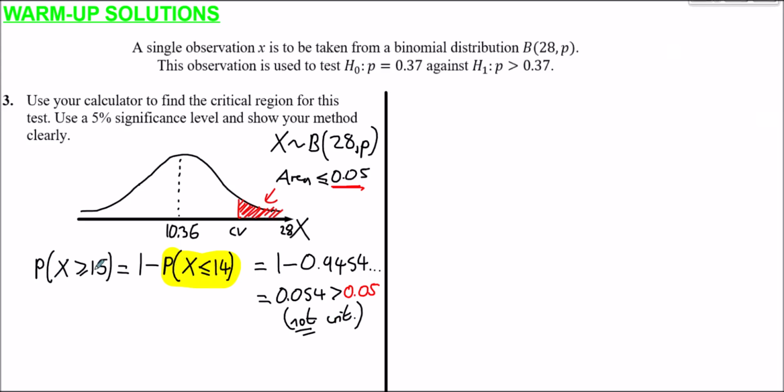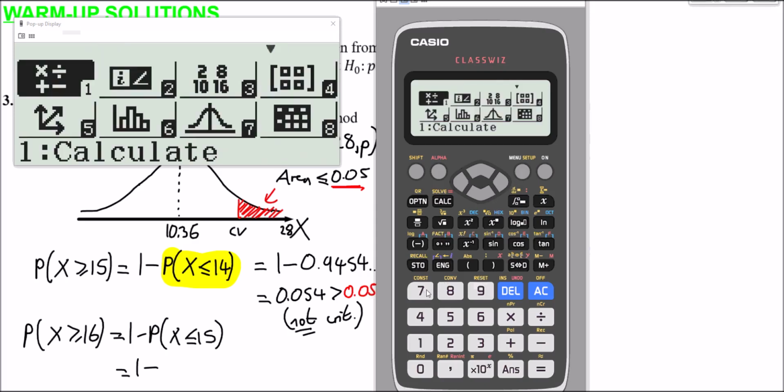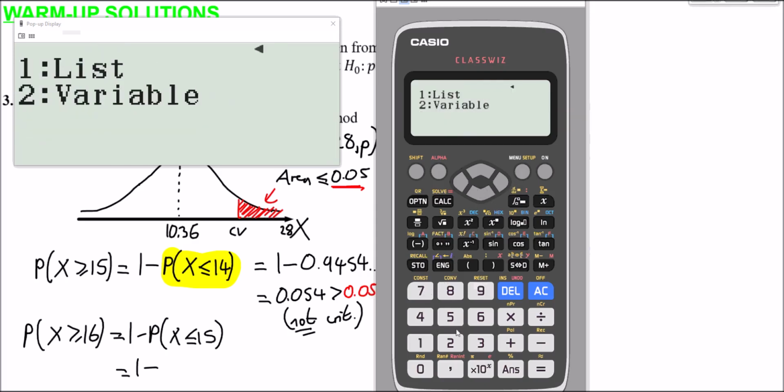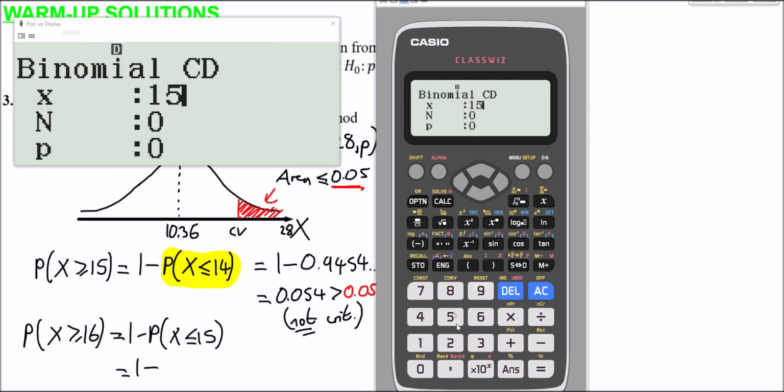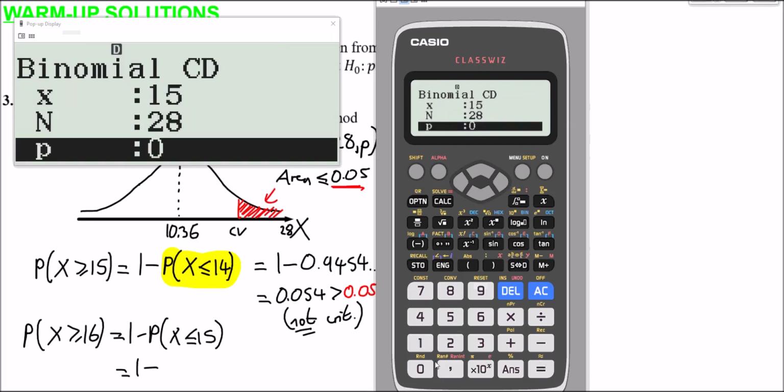Because this isn't critical yet, we go 1 higher. So we can sense, or should be able to sense with practice, that 16 is going to be the critical value. But show this working to the examiner as evidence that you know what you're doing. So probability of the observed value being 16 or greater, same idea, 1 minus p, x being 15 or under. So 1 minus, and then this time, go back to menu 7, CD variable. This time I was trying 15 out of 28 with our p-value of 0.37. Press equals and equals again.